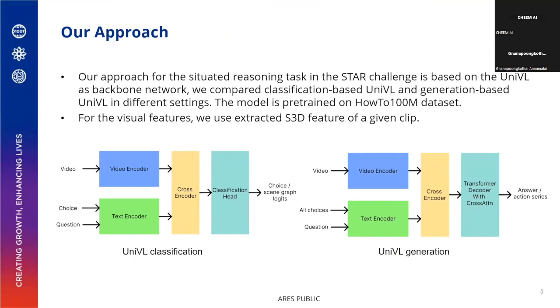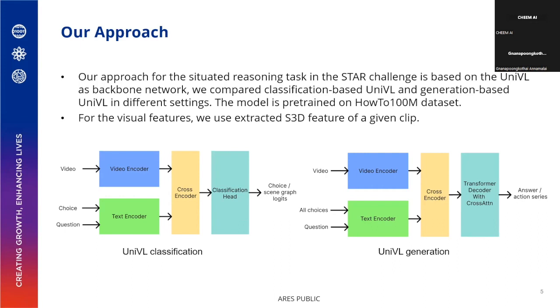Actually, in our approach, we explore two approaches for this STAR challenge, and we mainly use UDVL as our backbone network. We also compare two different methods: a classification-based approach and a generation-based approach. Both models are pre-trained on the HowTo100M dataset, which is also a text-video dataset, but we only use it for the pre-trained weights.